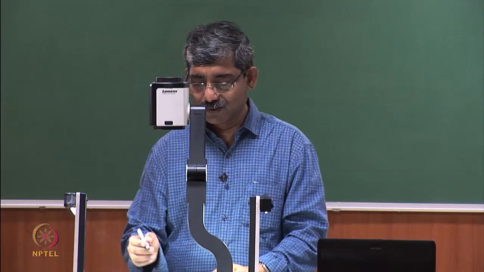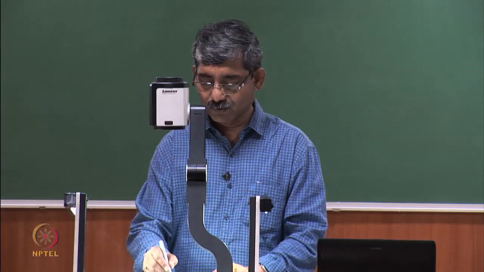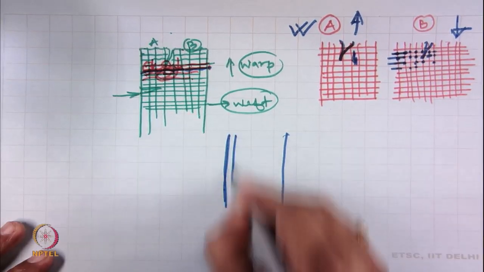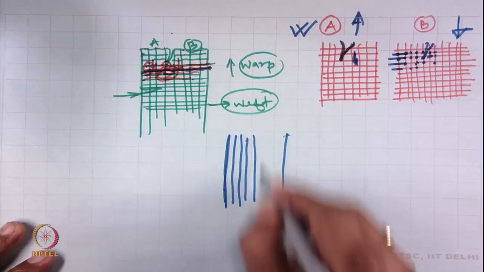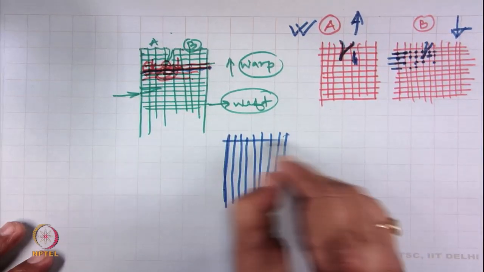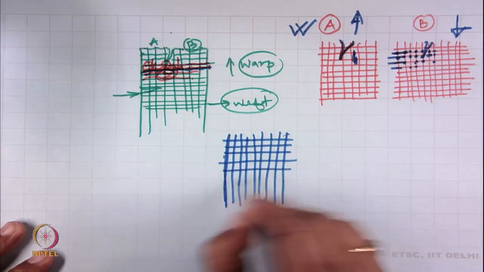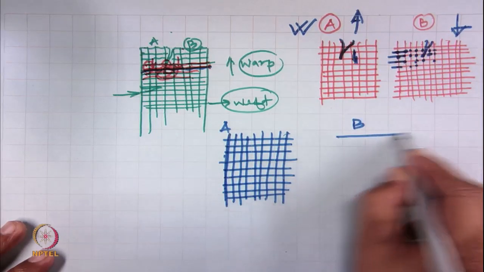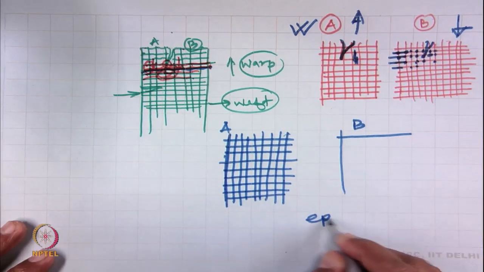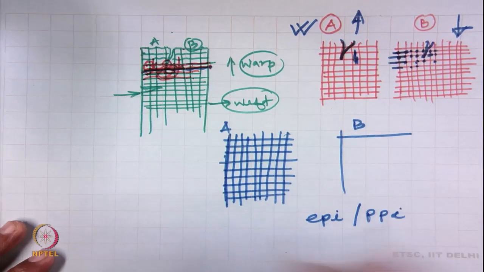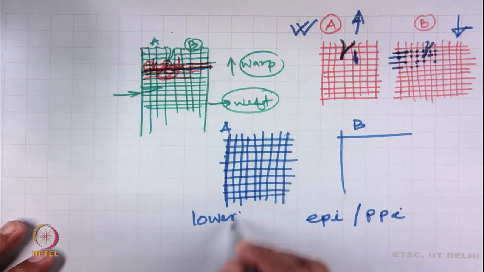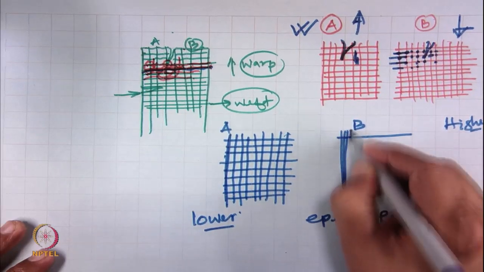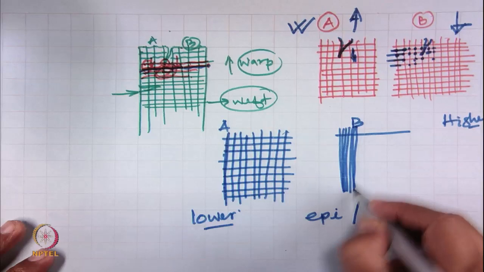Now, let us perform another experiment. The same warp and weft yarns are there. This is the warp yarn, the same cotton yarn, and the same warp and weft yarns are used. This is fabric A, and here is fabric B, where we have increased the ends per inch and picks per inch. This is the lower and this is higher. This fabric is compact. Compact fabric.